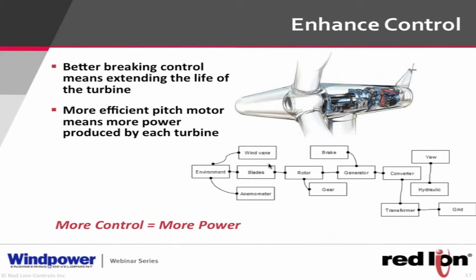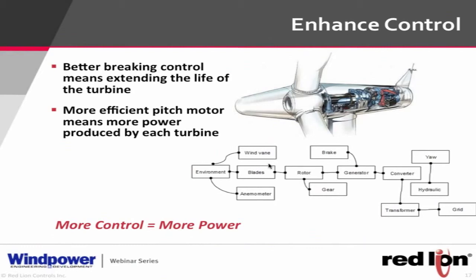So, enhanced control. We can get better braking now, which means that we're going to extend the life of the turbine. A lot of these turbines that had some issues that may not have worked out the way the installer had hoped, a lot of that is because the braking didn't work exactly like it should. The control mechanism didn't work just like it should. So as we retrofit these turbines, we're able to put better controls and better devices out there to do that.